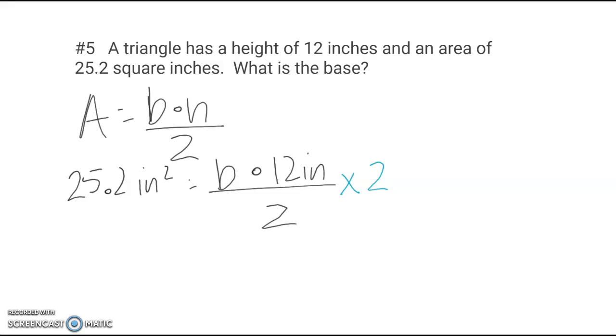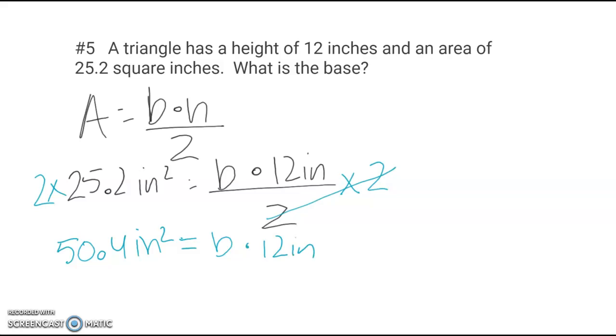So the first thing I need to do is get rid of the divide by 2. I'm going to get rid of that by multiplying by 2 on both sides. Those are going to cancel out. And on this side, I'm going to have 50.4 inches squared is going to be equal to B times 12 inches.